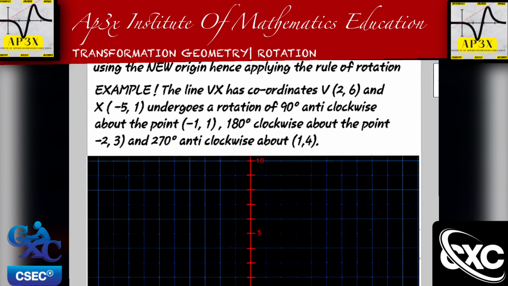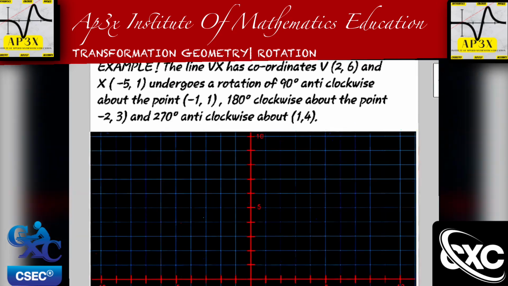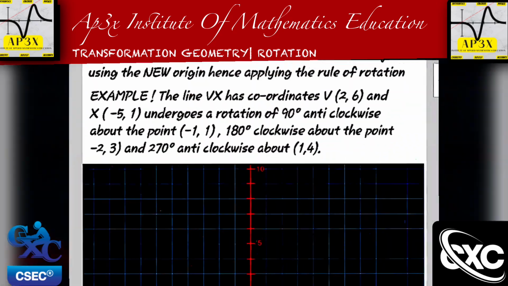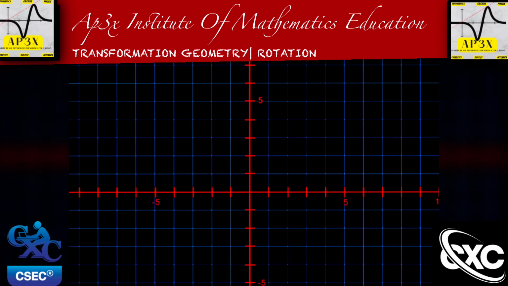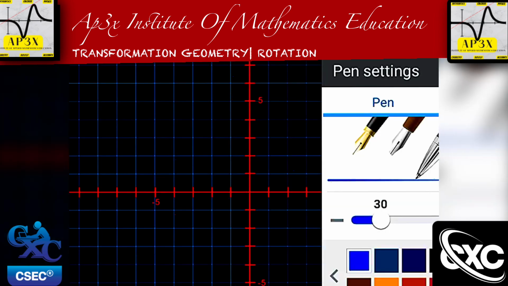So first, let us draw our line VX. Now VX, V is (2, 6). So let's go on our graph here, and we're going to plot (2, 6) and (-5, 1). Let's get to that. So we're going to plot (2, 6) and (-5, 1). Let's use yellow for now.